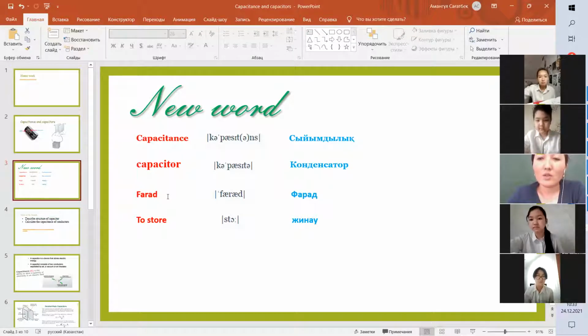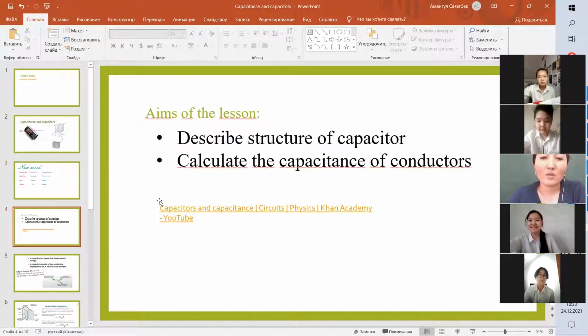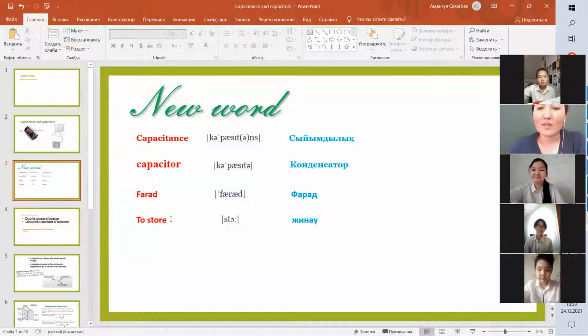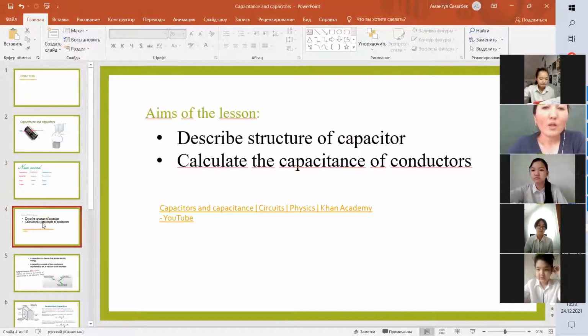Can I? Okay, you can. Farad is Farad. And the last? Can I? Okay. To storage, you know. Okay. The aim of today's lesson is describe structure of a capacitor and calculate capacitance of conductors.